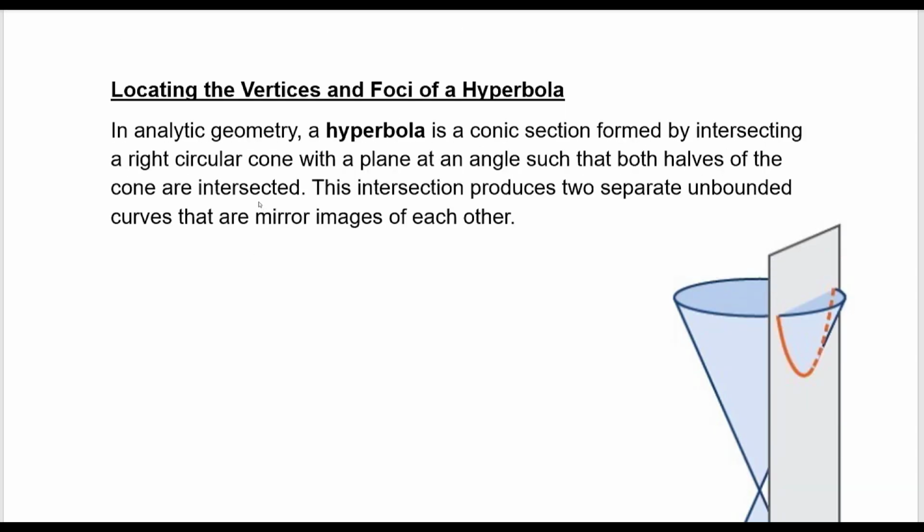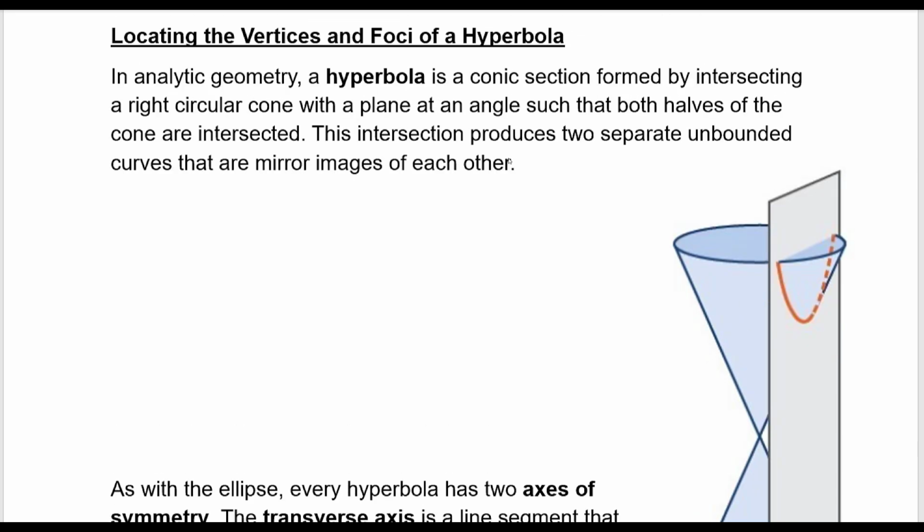So I'm just going to continue with this next part, locating the vertices and foci of a hyperbola. So, going to the shape of a hyperbola. In analytic geometry, a hyperbola is a conic section formed by intersecting a right circular cone with a plane at an angle such that both halves of the cone are intersected. This intersection produces two separate unbounded curves.